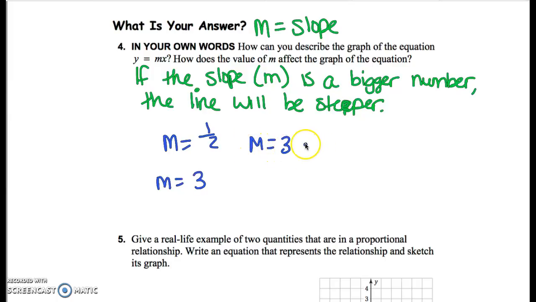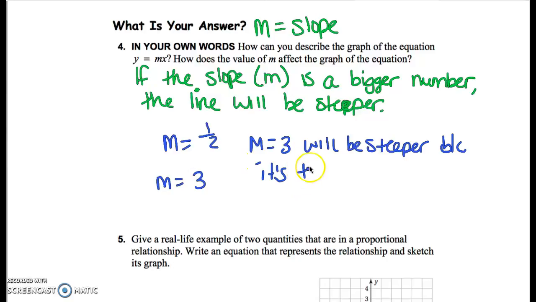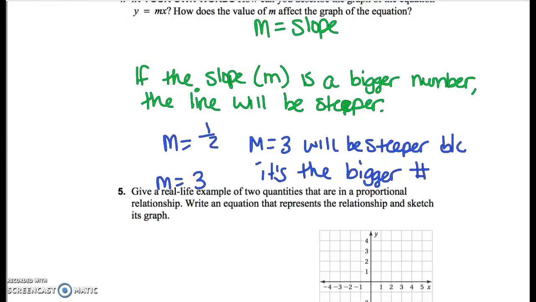That would be your slope of 3. That will be steeper because it's the bigger number. Okay, the bigger the number, the steeper the line is. All right. Now, let's look at number 5.